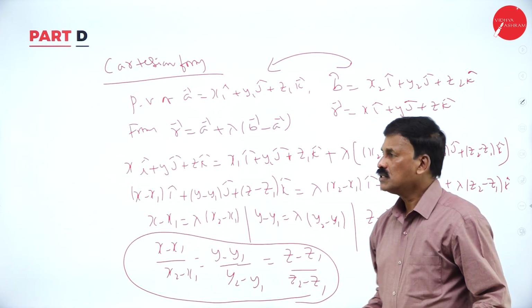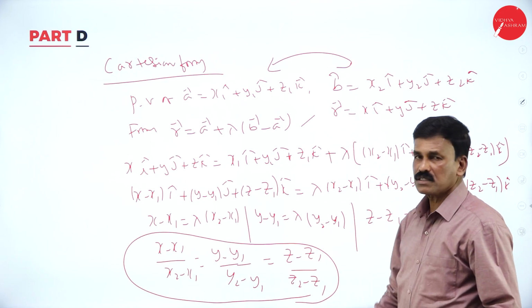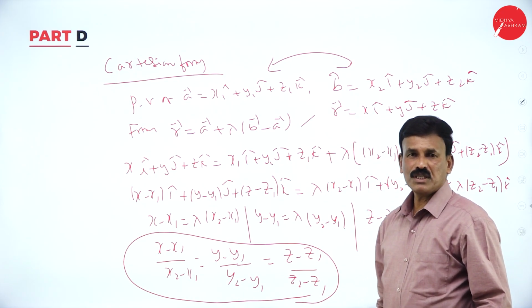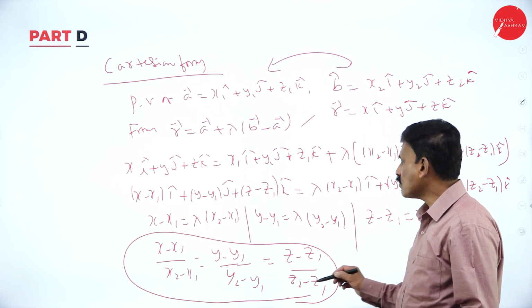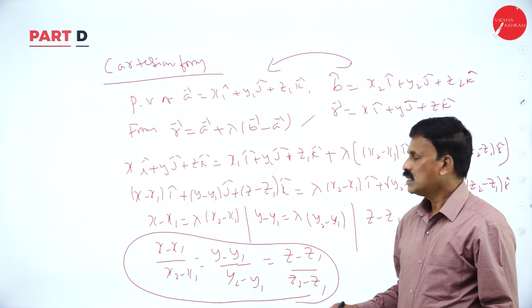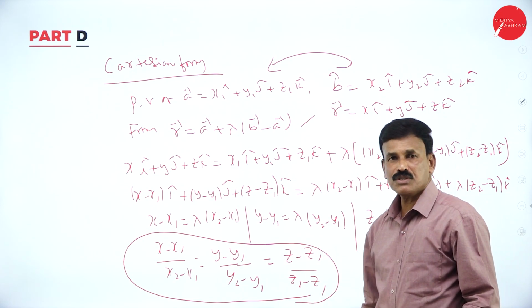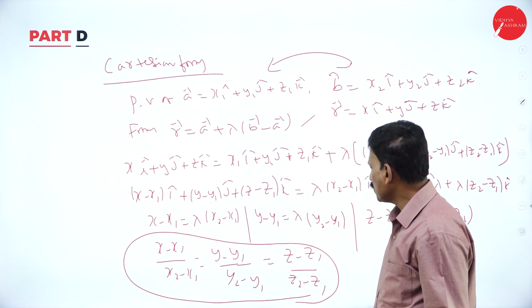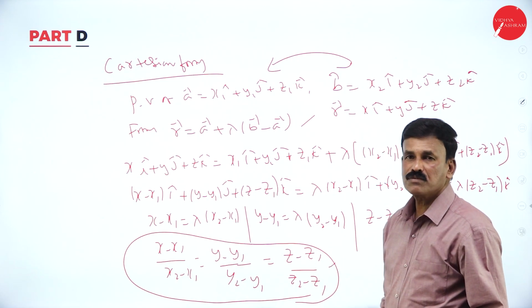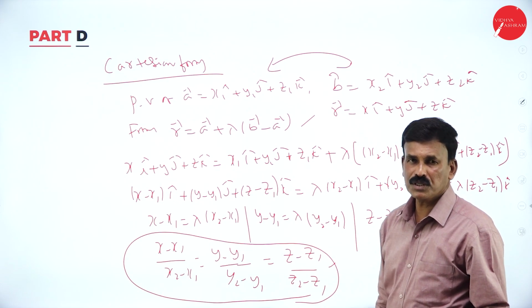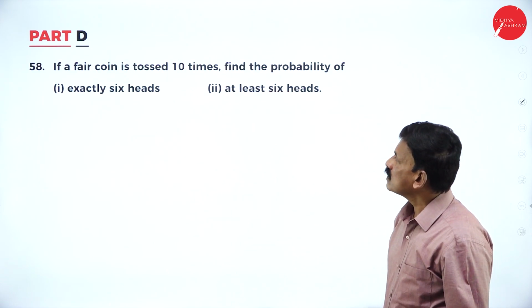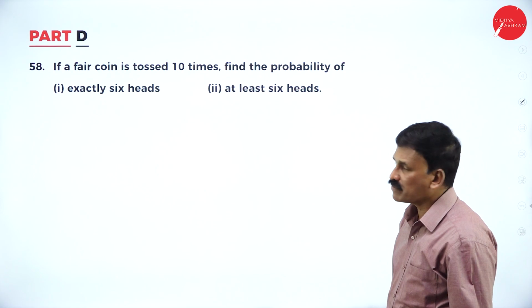That's it. So the vector equation of the line is vector r is equal to a plus lambda into b minus a vector, and the Cartesian equation of the line is x minus x1 by x2 minus x1 is equal to y minus y1 by y2 minus y1 is equal to z minus z1 by z2 minus z1. Very important question for 5 marks. Now move on to the next problem, the last in 5 marks.